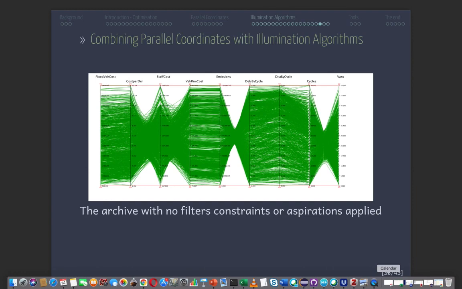So, we run our MapElites algorithm. We evolve an archive of solutions. We have there our 9 problem characteristics. And we build a parallel coordinates chart for a particular run. This run has several thousand solutions in the archive. And this is what we get back.